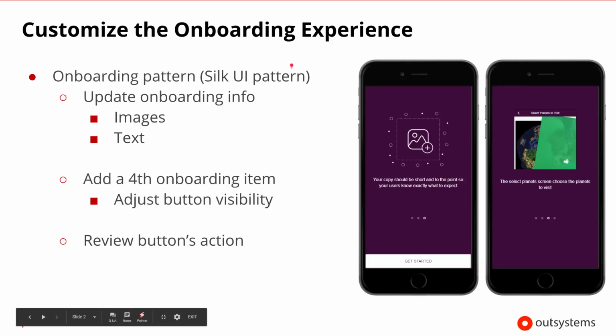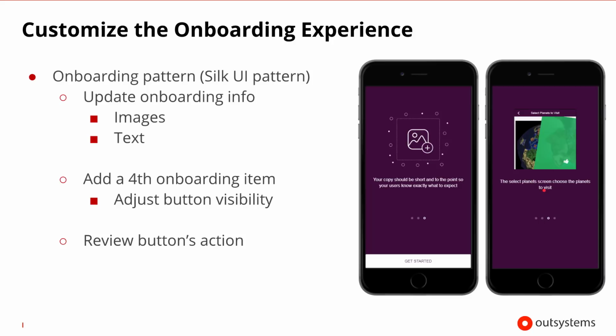So to customize the onboarding experience, we're going to be changing the onboarding pattern, which is a Silk UI pattern. And to update it, we'll be changing the images and the text. When we look at the onboarding pattern, it has items where there is an image and a text for each item in the carousel. So we'll be adding new images and changing the text.